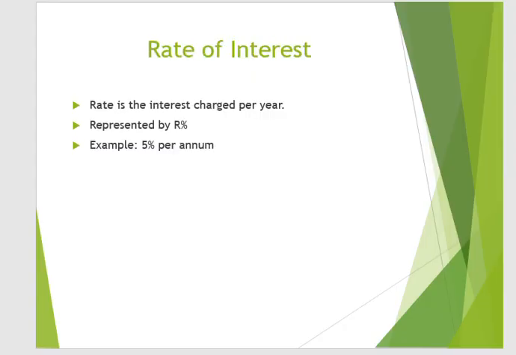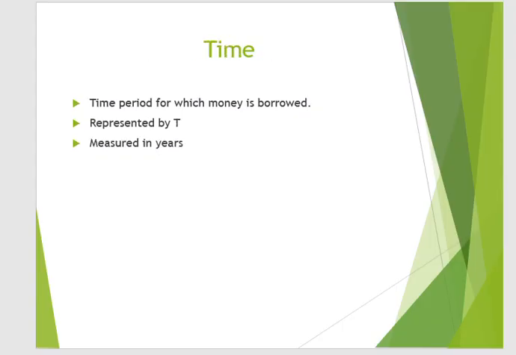Next is rate of interest. It is the interest charged per year. How much amount will be charged from the borrower for 1 year, that is rate of interest. It is represented by R percentage. For example, 5% per annum. So for a year, if you have borrowed some amount, it will charge 5% as interest.